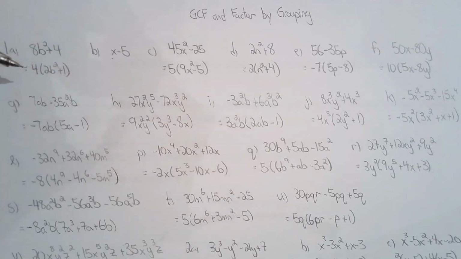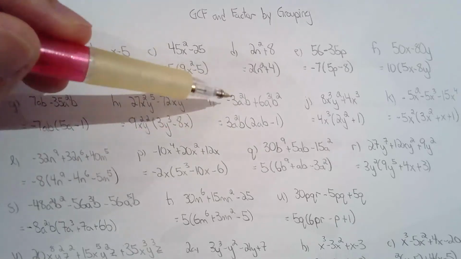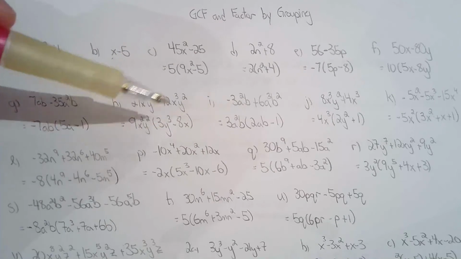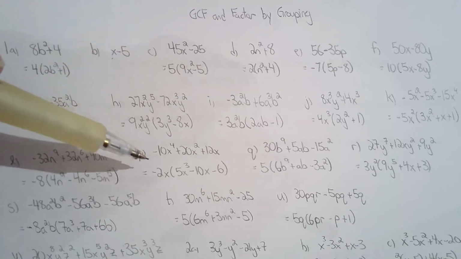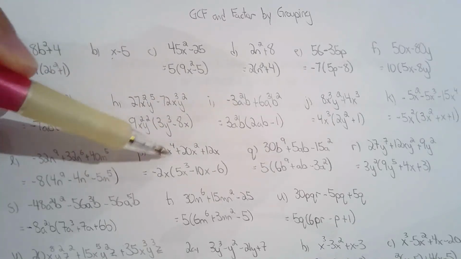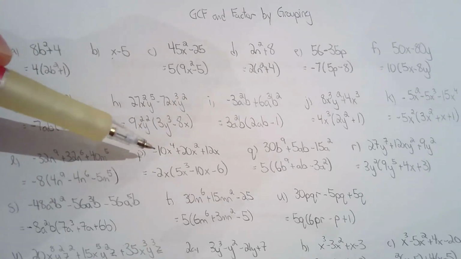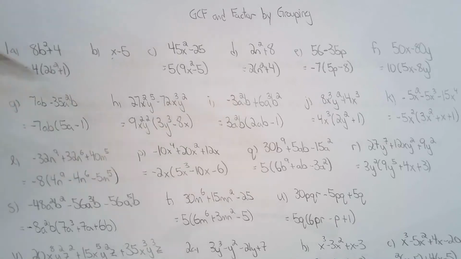Just watch the signs, don't make any careless mistake. If your first term of the expression is negative, then your common factor will be negative as well. So let's get a good example, like p. So for 1p, the first term is negative 10x to the power 4. Of course, you have to write it in standard form. So yeah, the first term is negative, so the greatest common factor would be negative as well.